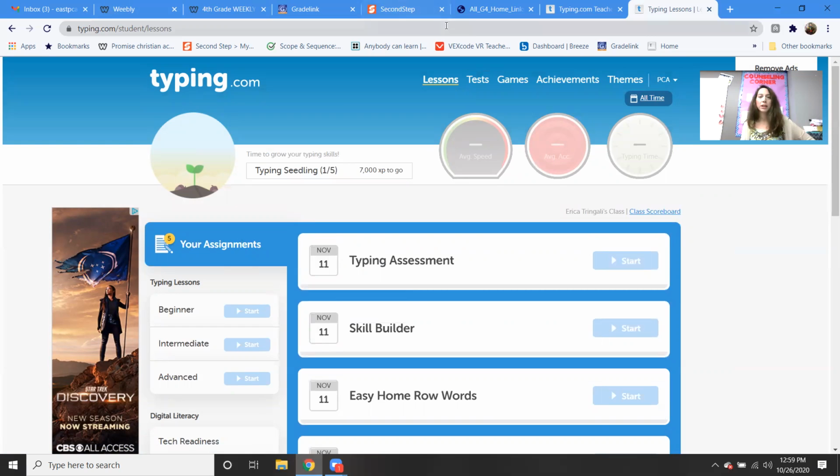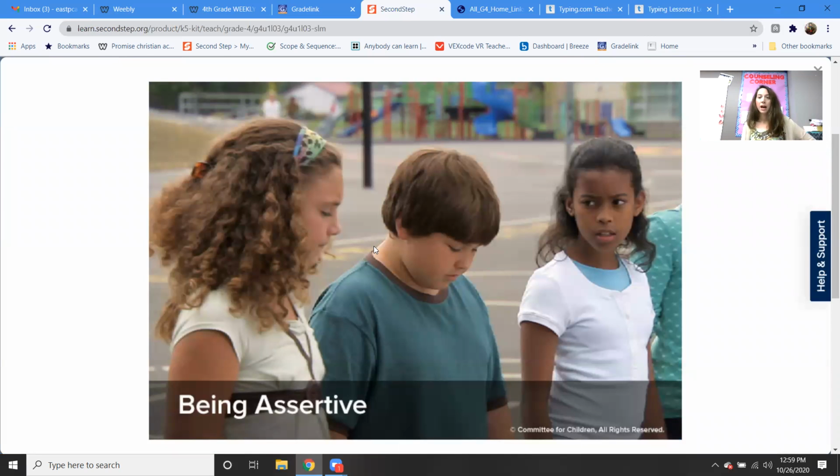So let's move on to our lesson this week. We're doing a 2nd step lesson. So our topic that we're going to be talking about is being assertive. So this is a really great topic because you can use it for the rest of your life.